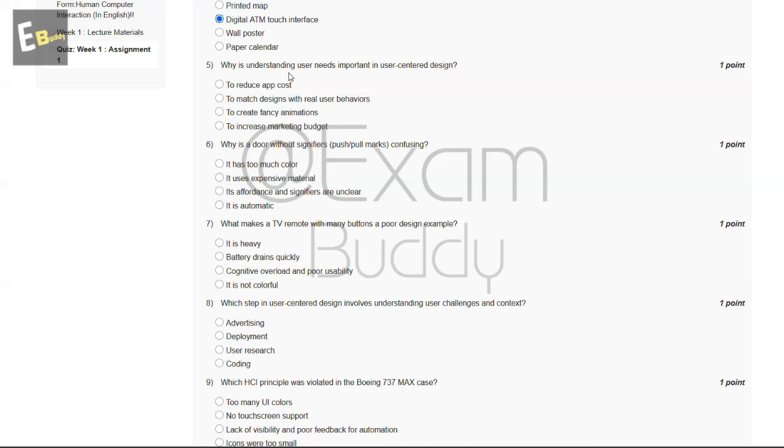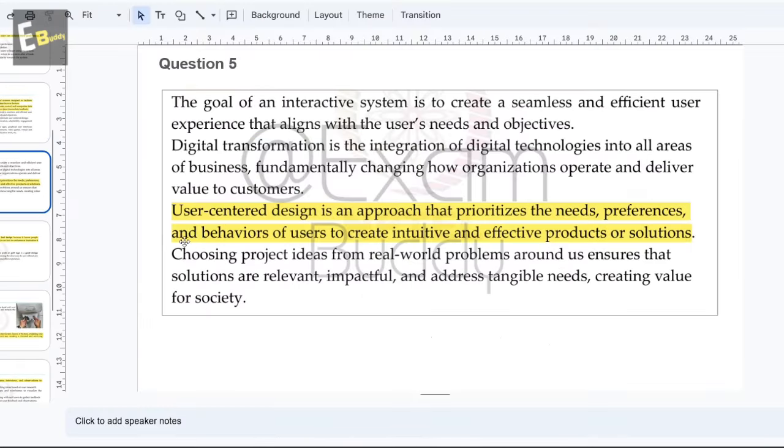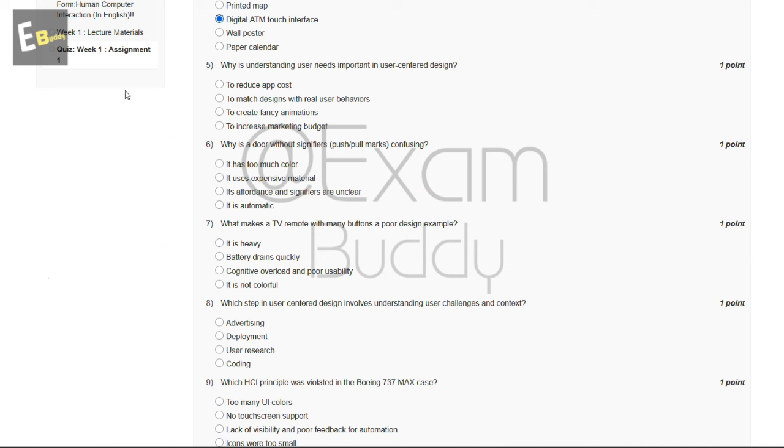And now let's go to our question number 5. Why is understanding user needs important in user-centered design? So these are the options. And now let's check the explanation. So explanation says user-centered design is an approach that prioritizes the needs, preferences, and behaviors of users to create intuitive and effective products or solutions. So the answer of our fifth question is also B, to match designs with real users' behaviors.